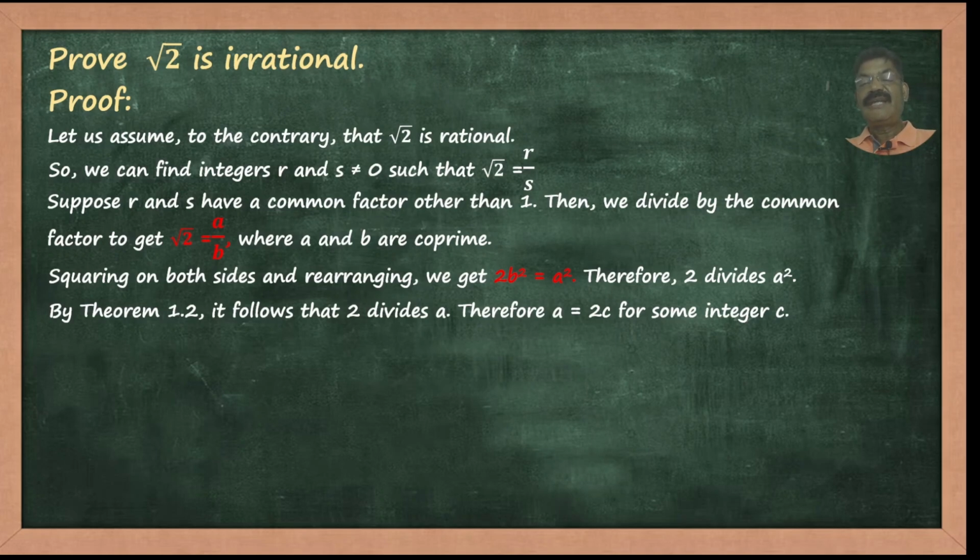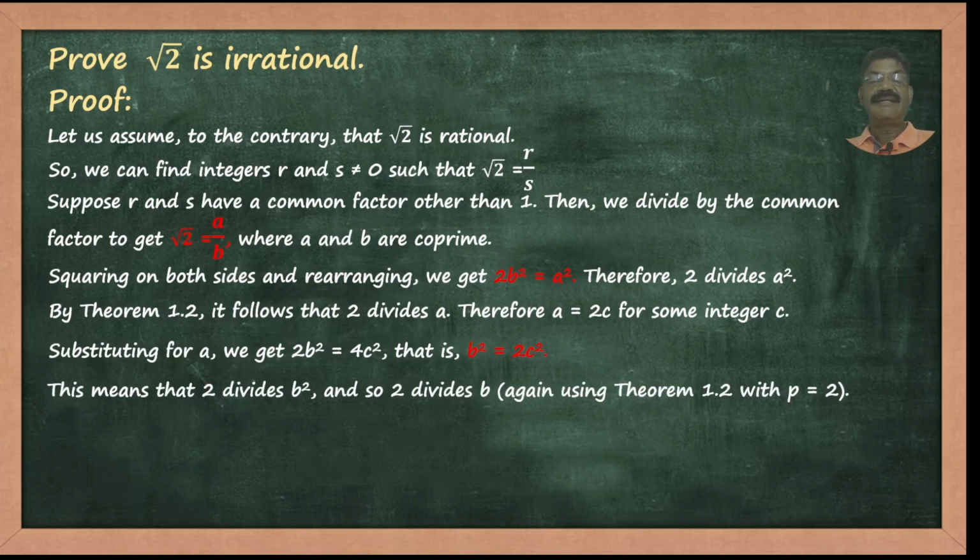Therefore, a can be written in the form of 2c for some integer c because a is an even number. Even numbers' general form is 2k for some k. Substituting this value of a in the relation 2b square is equal to a square, we get 2b square is equal to 4c square, or b square is equal to 2c square.